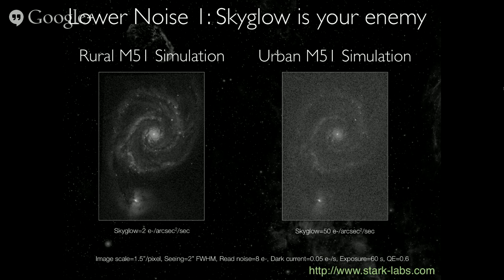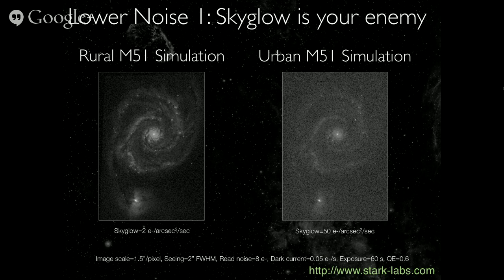What I've put up here is that same image of M51, and what I'm showing, using the simulator that I made, are the effects of having either 2 electrons per arcsecond per second worth of sky glow, a nice, very dark rural kind of site, like you might find in Anza or in Julian, versus what you'd have in an urban environment here with, say, 50 electrons per arcsecond per second worth of noise.